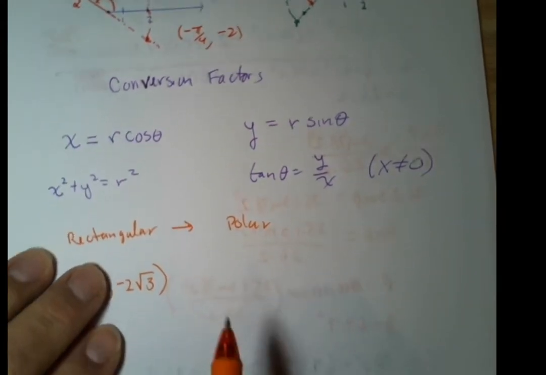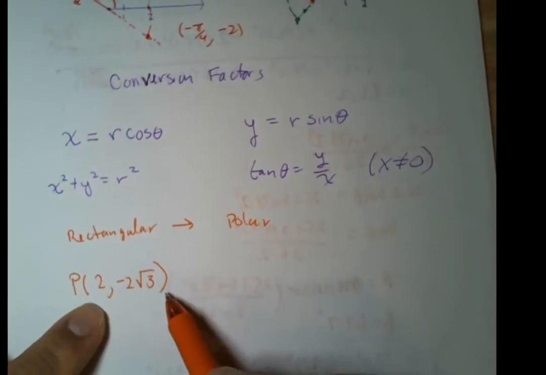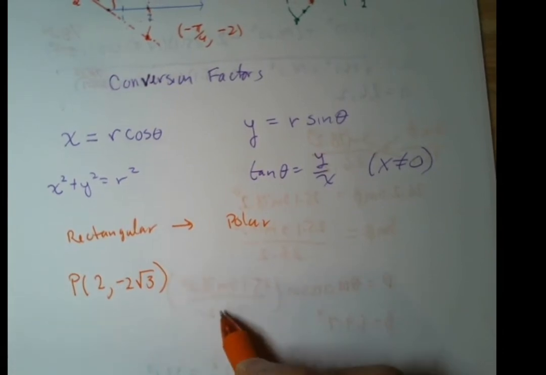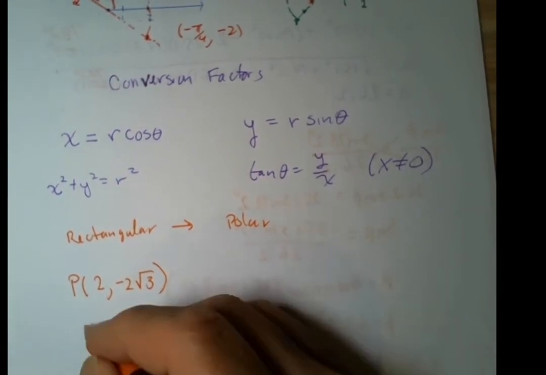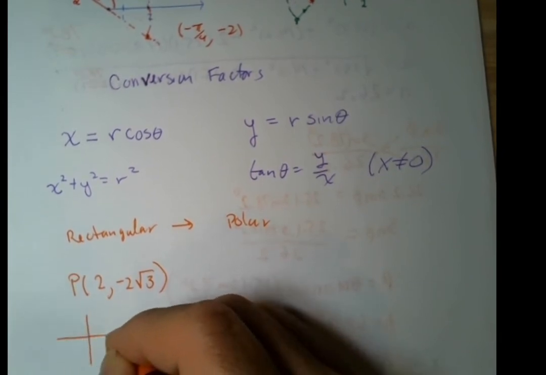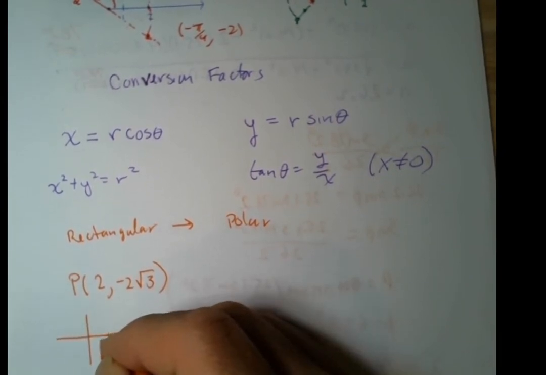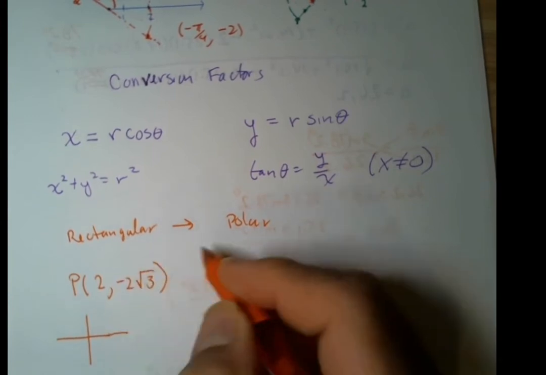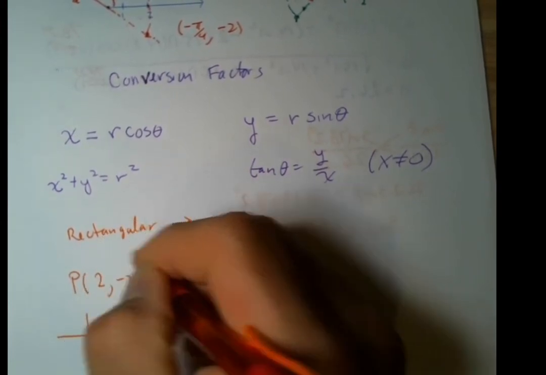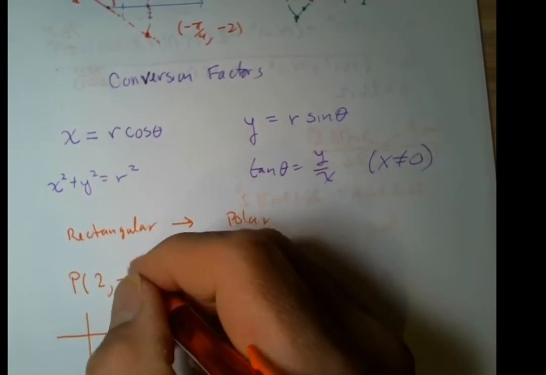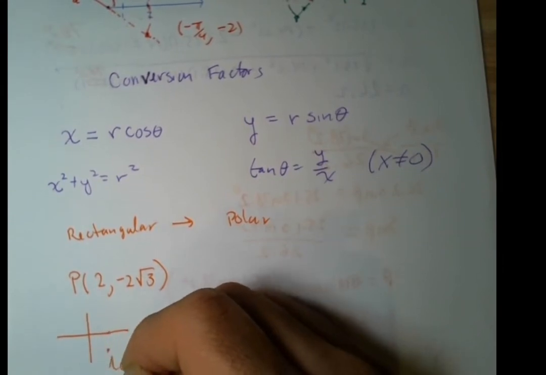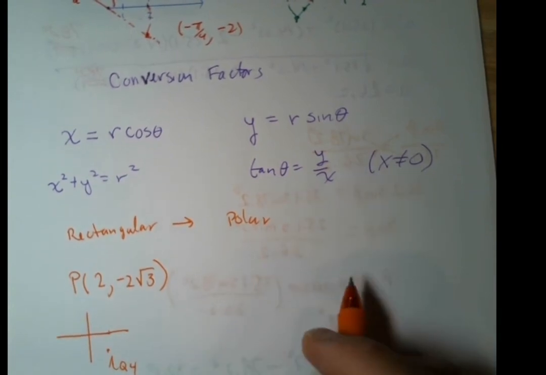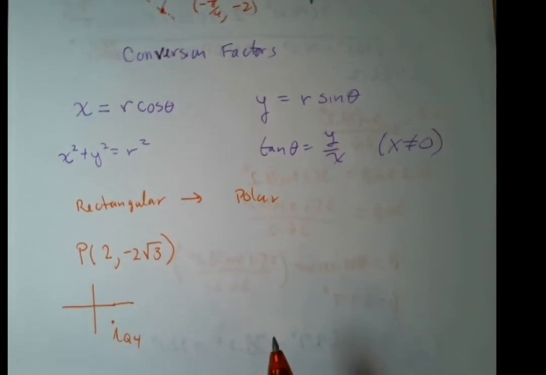Let's say we're given the point (2, -2 root 3). One thing to notice is this point is going to be somewhere out here. We're given that this is rectangular, so this point will be somewhere at (2, -2 root 3), in quadrant 4. Somewhere there, just an approximation.